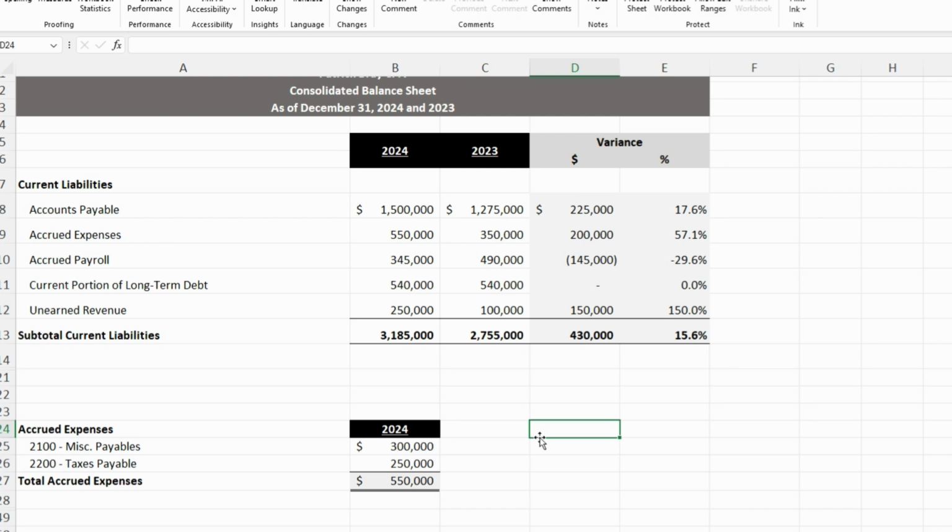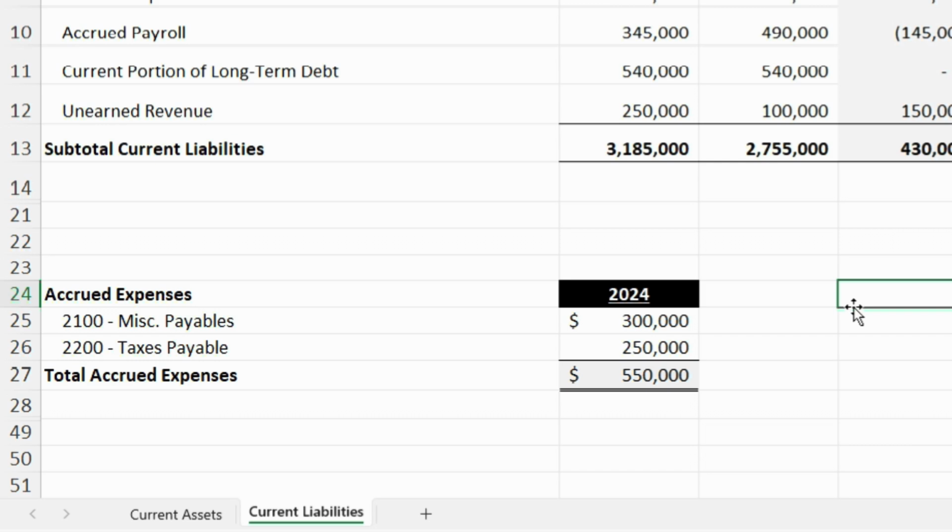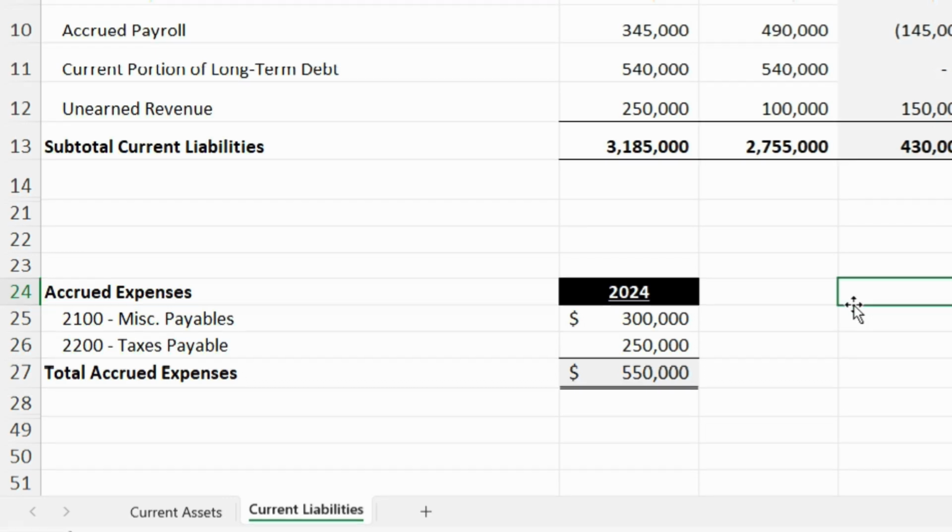And in this scenario, we have 2 General Ledger Codes: 2100 miscellaneous payables. These are just going to be items that we know we've incurred. They're an expense, they should be an expense on our books. And then taxes payable, GL account 2200. These could be tax estimates.